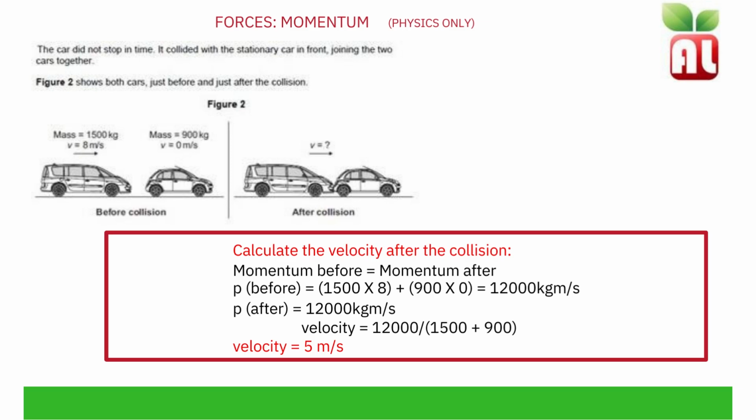To calculate the velocity, we rearrange the momentum equation, giving velocity equals momentum divided by mass. We find the total mass of the two cars, 1500 plus 900. And we do 12,000 divided by this total mass, giving a velocity of 5 meters per second.